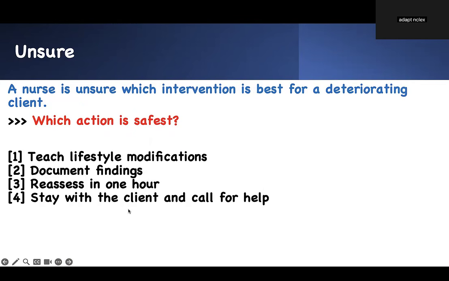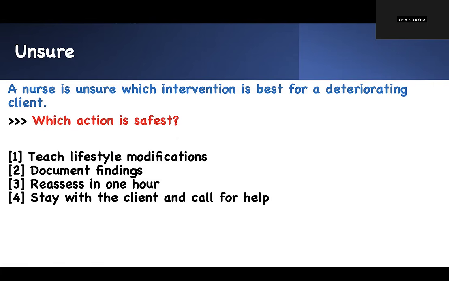The nurse is unsure which intervention is best for a patient who is declining. Which action is the safest? What do I say? If you're unsure, pick the one. Ask yourself, is the patient dying and can I do something to save them? Is there anything I can do before calling the doctor? The patient does not have time. So what is the answer?